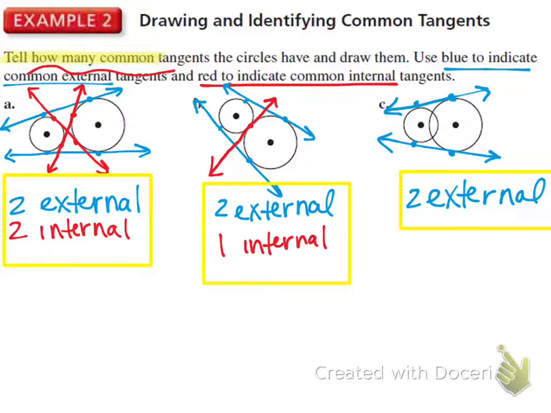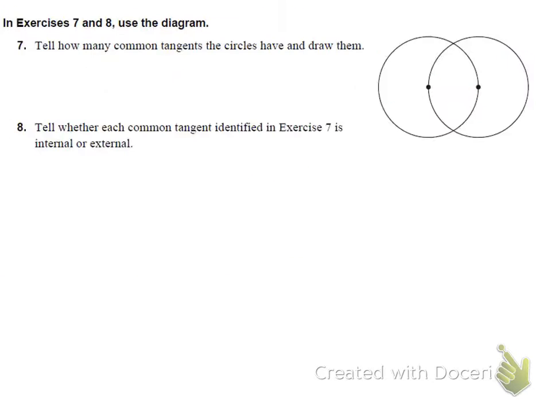You won't use 2 different colors on your quiz or test. We're just talking about internal and external in this part because you're going to practice on this one. So you're going to tell how many tangents there are and draw them. And then the second part is you're going to tell me whether they're internal or external. So this is in the middle of the page. You're going to answer, and then we'll check it really quick.